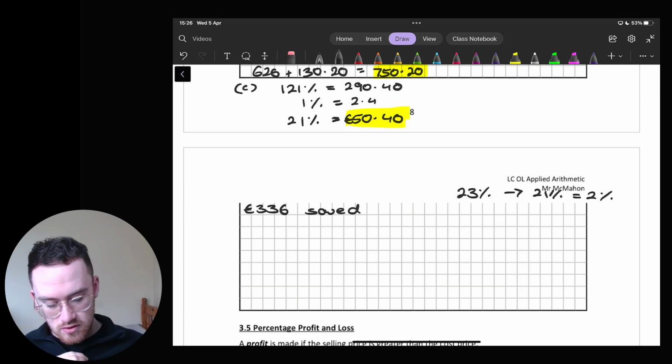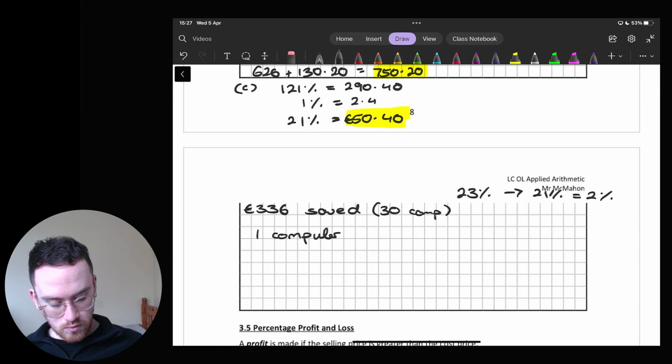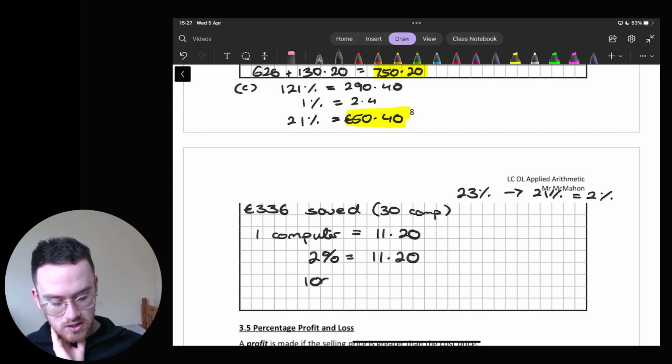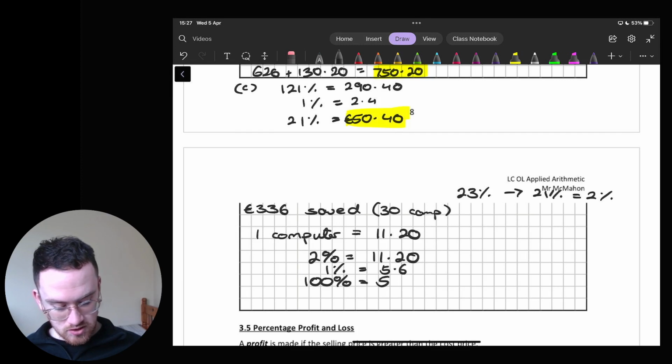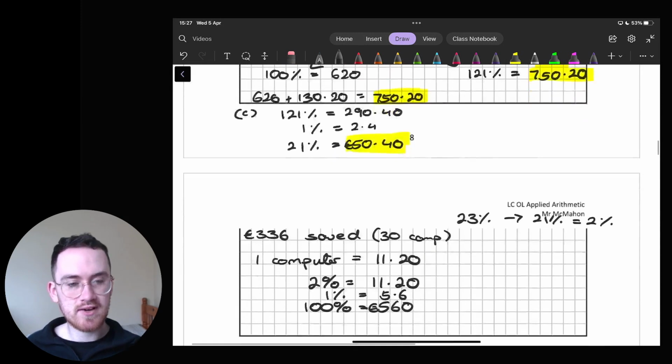Okay, the 336 that's for the 30 computers. So maybe if we wanted to know for one computer, how much did they save? Well, for one computer, we divide by 30. We get that they saved €11.20. Okay, and what we're surmising is that that must be 2% of the total amount. So 100%, the total cost of the computer, getting 1% first. So 1% would be 5.6. The total percentage, €560. That's a total cost of the computer before any VAT has been added.